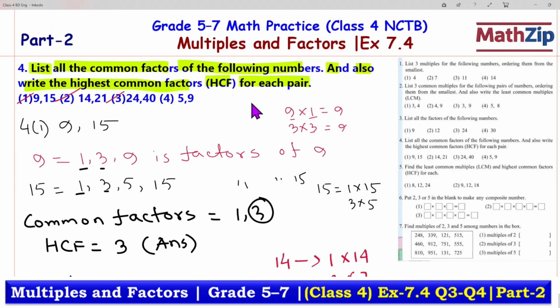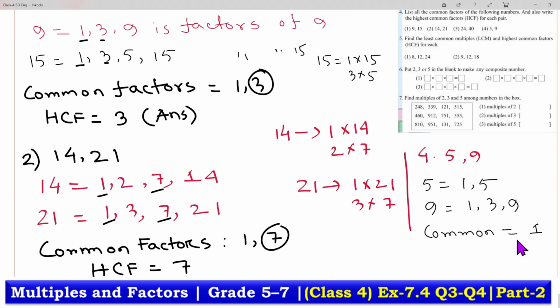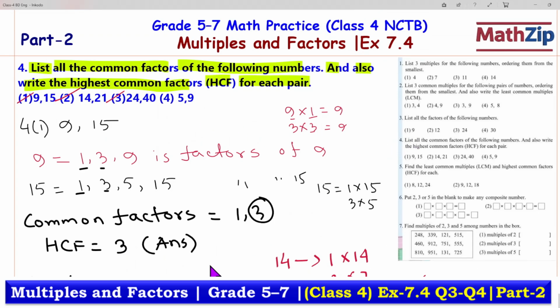Now number 4, which is 5 and 9. Look, 5 and 9, it's an important thing. We have to find the common factors and the highest common factor. 5 we can write as 1 and 5. 9 we can write as 1, 3, 9. It's very simple. So the only common factor is 1. So HCF is also 1 because there is only a single common factor.